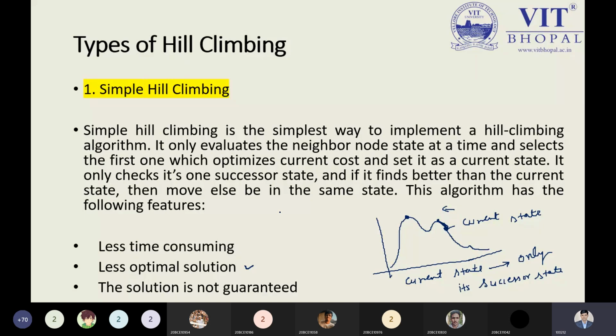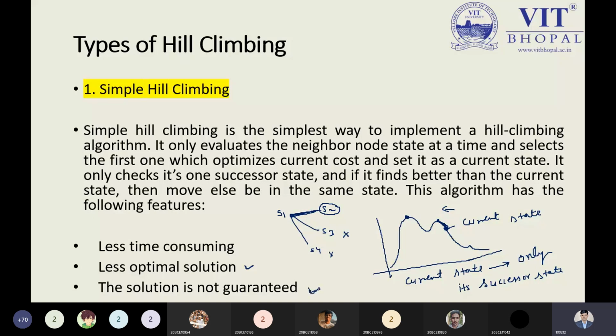Suppose S1 is the current state. I can move to S2 or S3, but I'm choosing S2 only. It's the successor. I'm not choosing the other one. This is the reason I'm following simple hill climbing. If I chose S3 or S4 to check whether it could be better or best, that would be different. I'm choosing only its successor, only one successor, and this is the reason it does not provide the best solution.